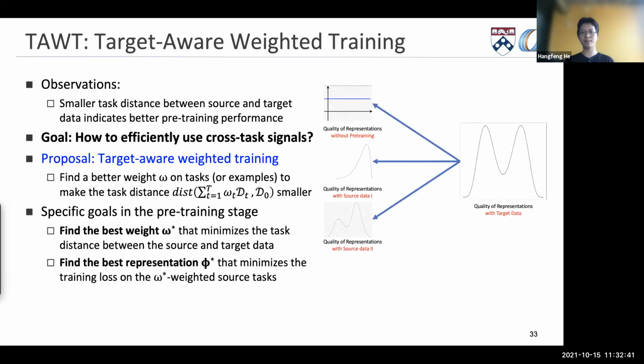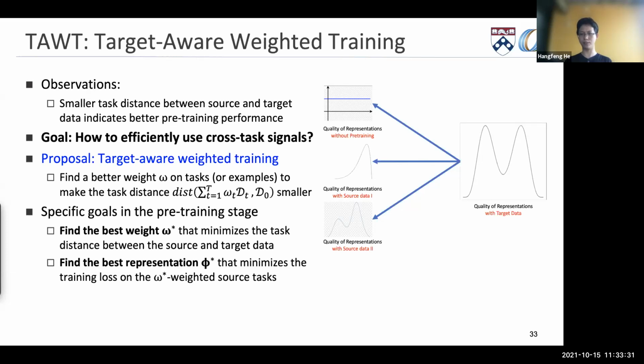Why can this algorithm work? Now we can take a look at the picture. For target data, we will have a quality of representations. The x-axis will be representations and the y-axis will be quality. If we don't have any source data, then the quality of representations will be uniform because we don't know which representation is better. But for source data 1 and source data 2, we also have relevant distributions for quality of representations. We can see that target data is more similar to source data 2 based on the quality of representations. So if we pre-train the model on both source data 1 and source data 2, an intuition is that we should assign more weight on source data 2, because source data 2 is more similar to the target data.